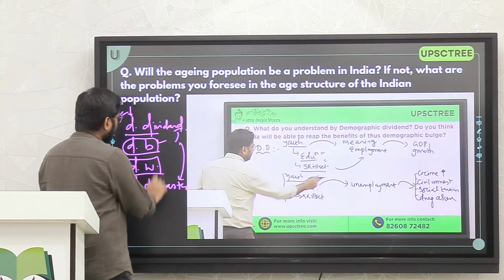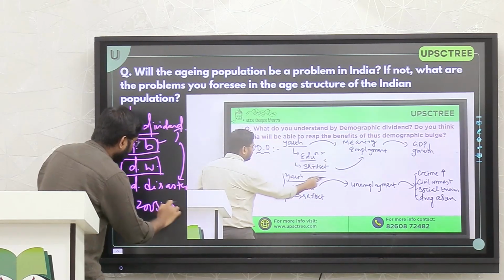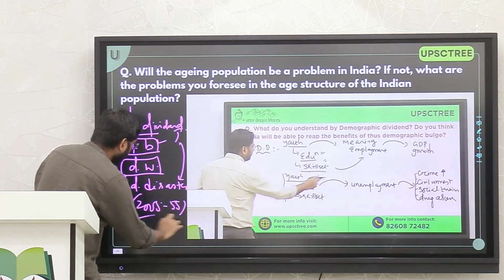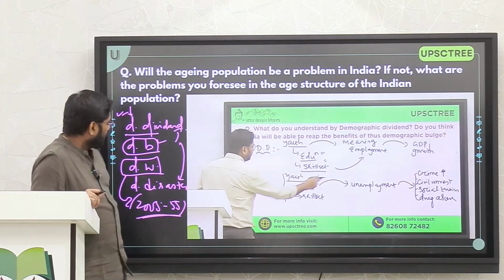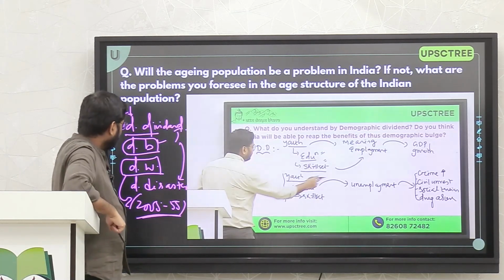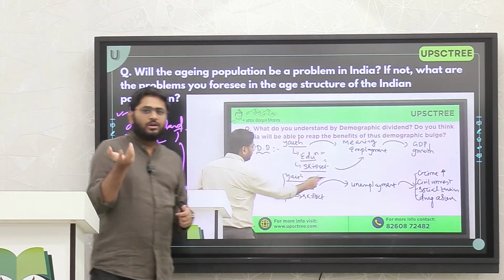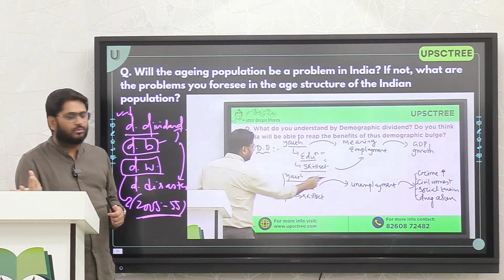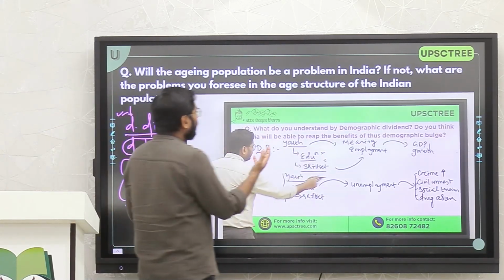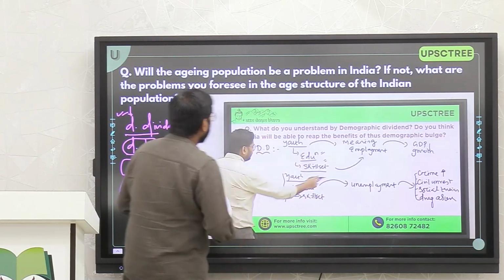And here we have a demographic window. I have discussed this one. We have only to take the benefit of this demography. We have only 50 years, 2005 to 55. We are reaching 2030 already. So yes, we have to be careful of that. We have only a couple of decades left to reap the benefits of it. Otherwise this demographic dividend will eventually end as a demographic disaster.